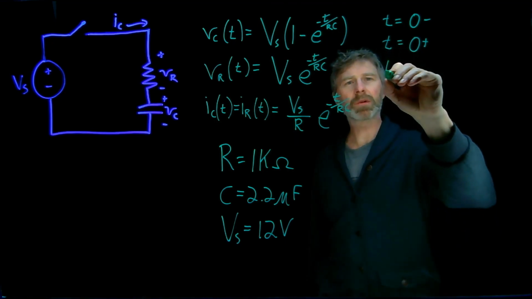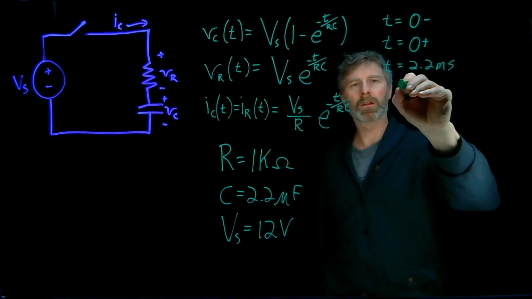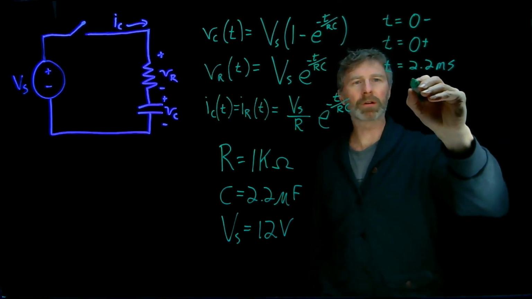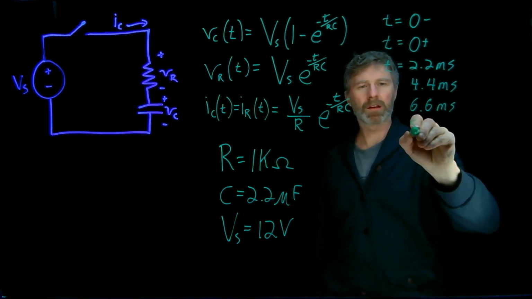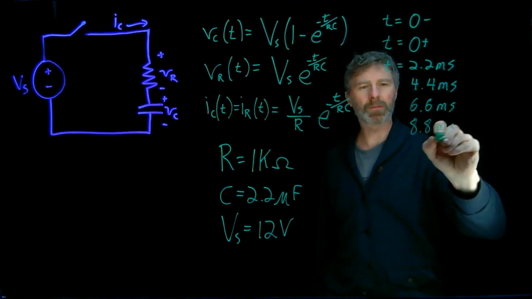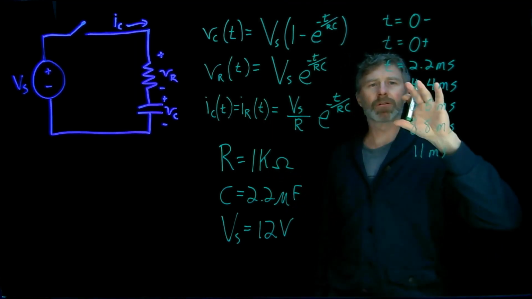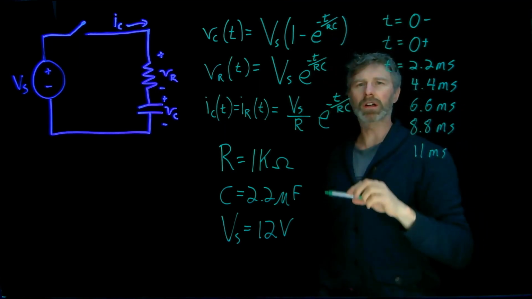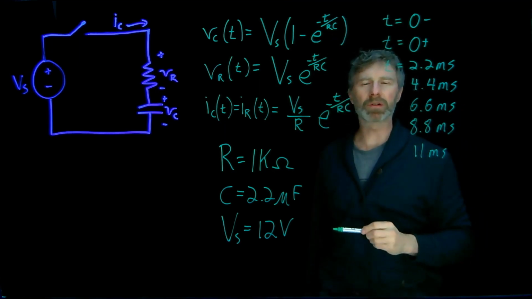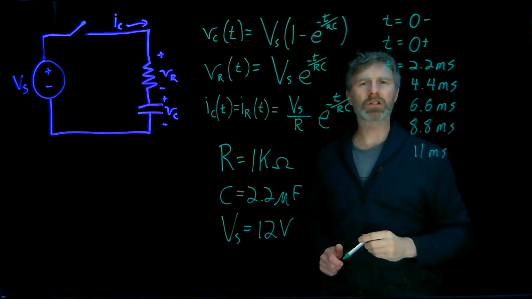And then also I want you to try it at times 2.2 milliseconds, 4.4 milliseconds, 6.6 milliseconds, 8.8 milliseconds, and 11 milliseconds. So plug in these values for these particular times for the voltage across the capacitor, the voltage across the resistor, and the current through the resistor and capacitor. And then once you've figured out those values, plot them and see what kind of shape the curves take.